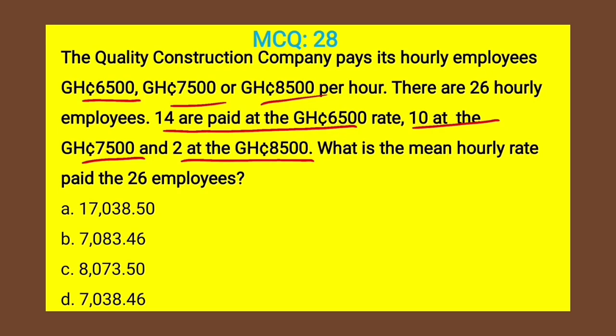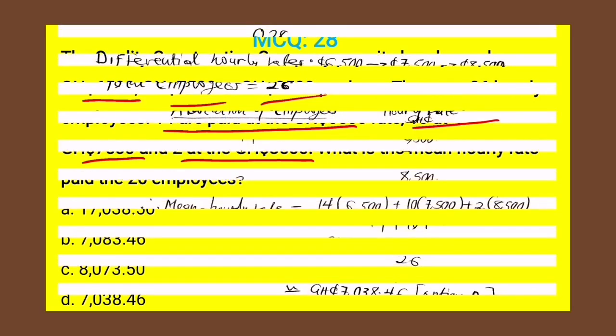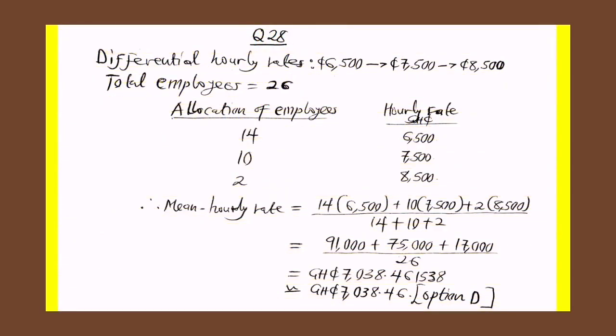Okay, so you see the 2 people are paid 8,500. They are paid at a higher rate as compared to the rest. So let's see how I made a representation. This one is also a weighted mean application. So let's take note. As I've indicated here, these are the differential hourly rates: 6,500, 7,500, and 8,500.